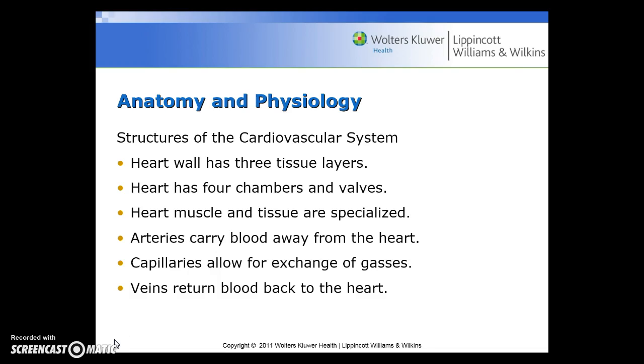Structures of the cardiovascular system are the heart wall. It has its 3 tissue layers. Heart has 4 chambers and valves. The heart muscle and tissues are specialized. Arteries carry blood away from the heart. Capillaries allow for exchange of gases, and veins return blood back to the heart.